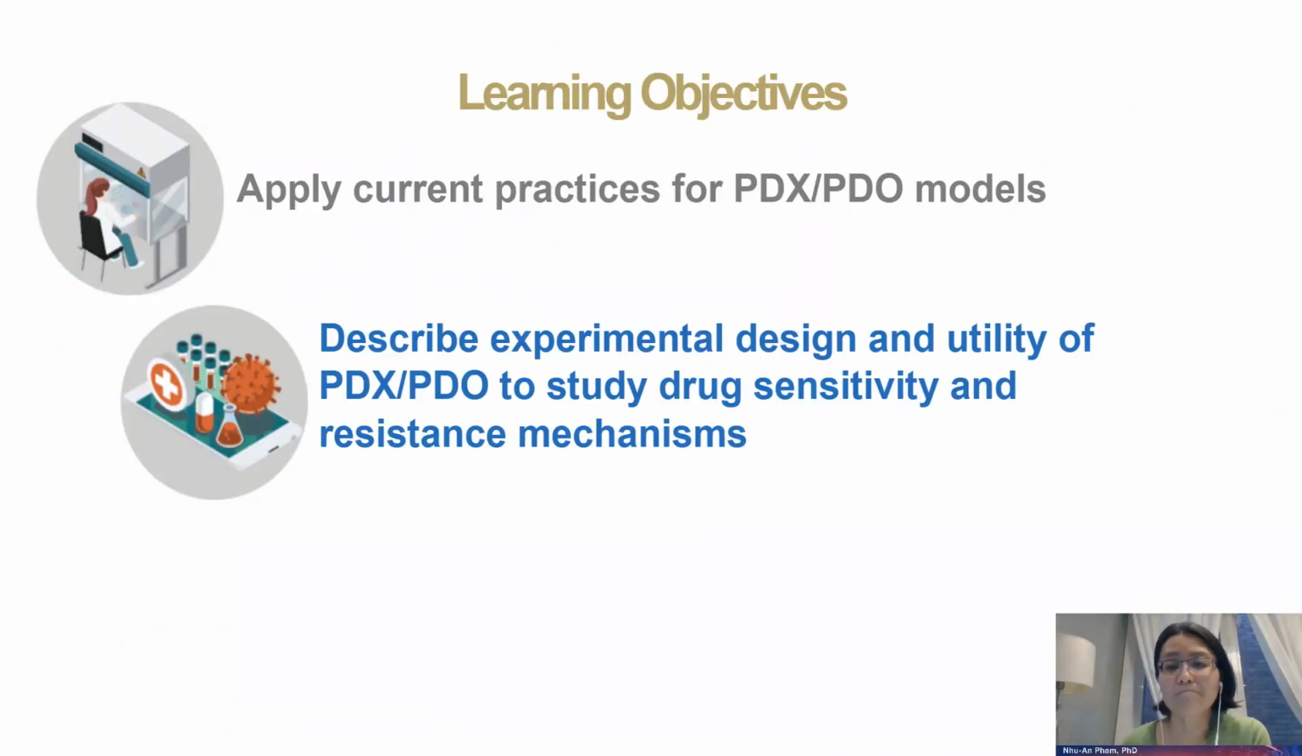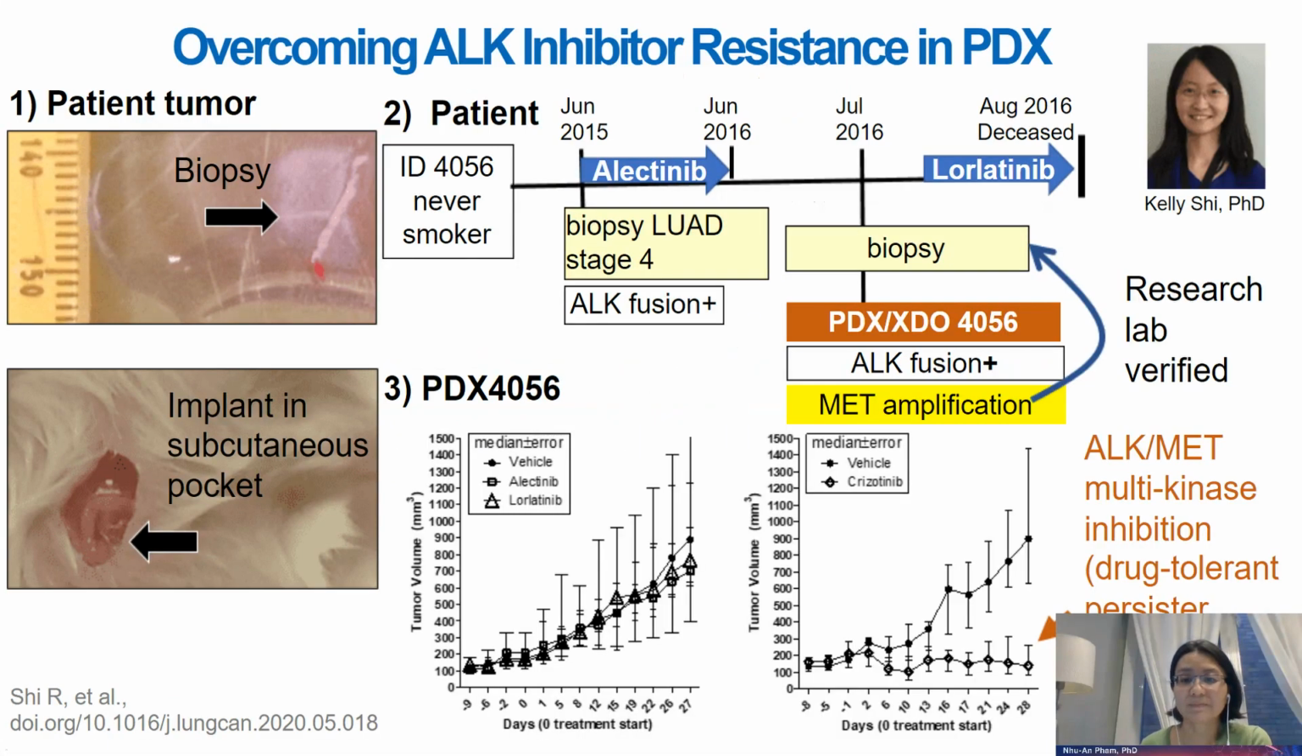So next I'm gonna lead you through four different studies of how we use PDX and PDO models. Here in the first study, we're using the PDX model to show ALK inhibitor resistance. Here, I'd like to start with panel number 2 at midpoint, where we have a biopsy from a patient in July 2016. And we initiated our PDX protocol, and we were able to establish PDX and also the organoid derived from the PDX for this model.